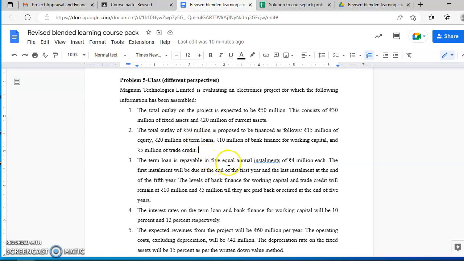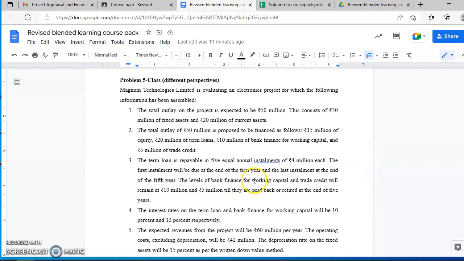The term loan is repayable in 5 equal installments of rupees 4 million each. What does that mean? The amount that you have taken, where is a term loan? 20 million is a term loan. This 20 million will have to be repaid in 5 equal installments, which means 20 divided by 5, 4 million each you have to repay. The first installment will be due at the end of the first year, and the last installment at the end of the 5th year. So after the end of the first year, you're going to repay 4 and it goes on, and the last installment will be done at the end of the 5th year.